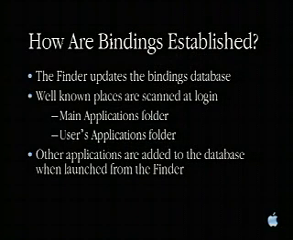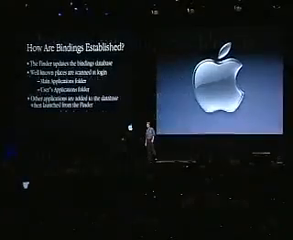Whenever the user logs in, the Finder looks in some well-known places, such as the main applications folder for the system, the user's application folder, if there is one, some other places, I think, like scripting additions. And it notices if anything has been added or removed in those places. And it scans the subfolders as well, not just the flat folders. And it makes sure that all the applications in those locations are in the bindings database.